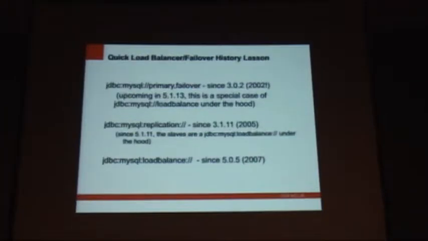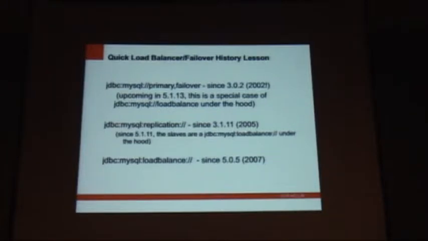So a history lesson: the last thing I talked about was the first thing implemented. It's been in the JDBC driver since 2002. Starting with the next release of Connector J 5.1, that behavior has been replaced by the load balance connection, which you'll hear a lot more about in a second, under the hood. So actually the failing over and then the balancing among slaves is all handled by the same kind of logic that the load balance connection uses.